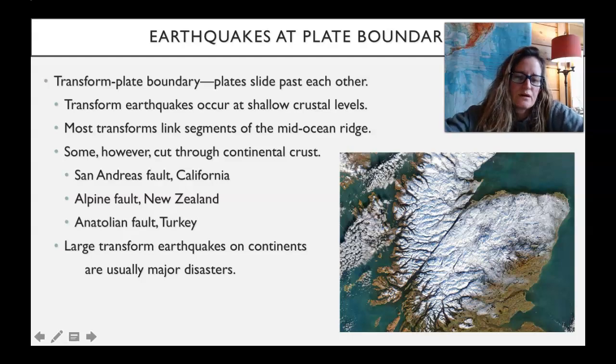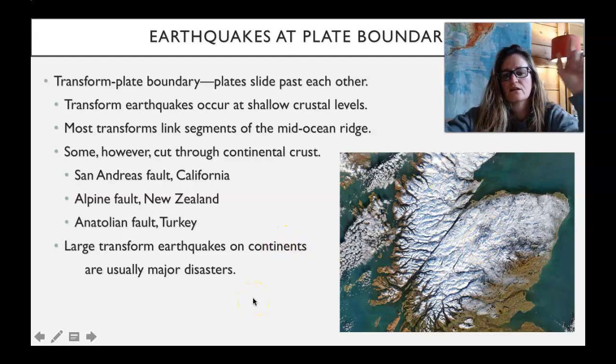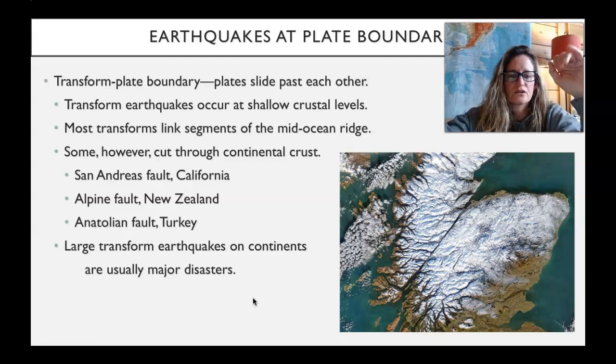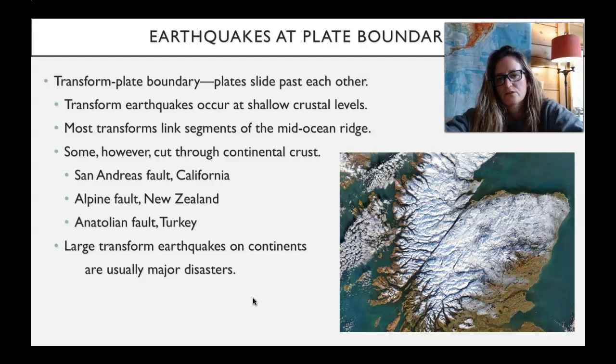Transform boundaries. So this is, you can see from space some of these faults. Here's a fault trace right through these glaciers. The San Andreas, this is in New Zealand. The San Andreas in California, we'll see that in another slide, is also a huge transform plate boundary. These earthquakes are going to be pretty shallow, and in this case, continental crust versus the transform faults that we do see at mid-ocean ridges.